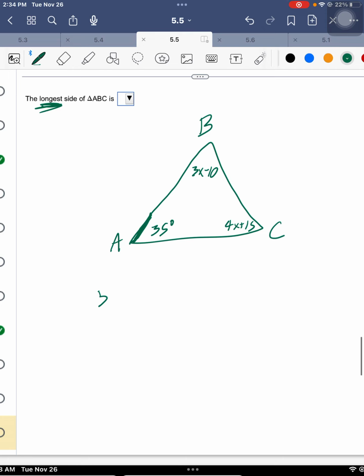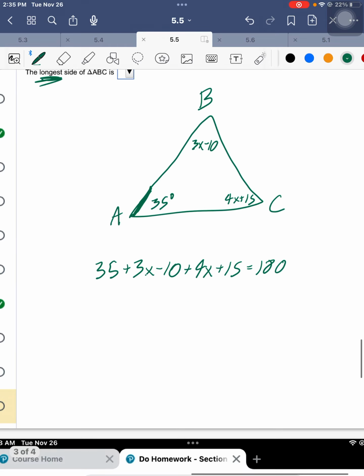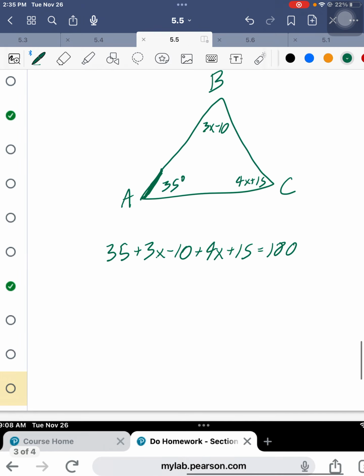They equal 180. So I'm going to have 35 plus 3x minus 10 plus 4x plus 15 equals 180. I'm going to combine like terms here before I start flipping things around the equal sign. So what is 35 minus 10? That's 25. What's 25 plus 15? That's 40, right? Yeah, 40. And now, what is 3x plus 4x? 7x equals 180.